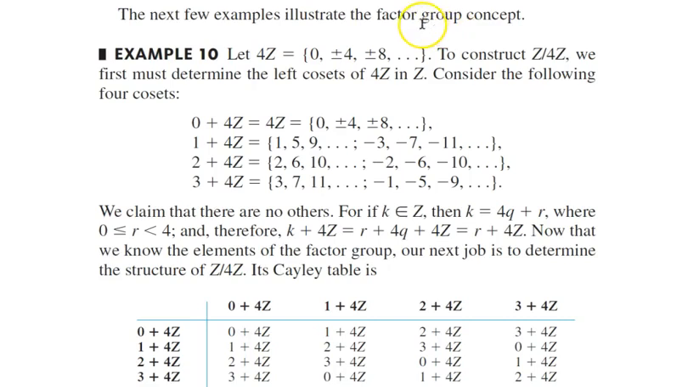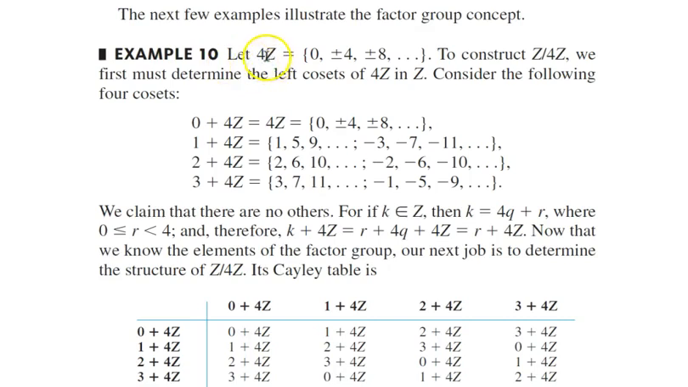So we use the operation in the group G to define the operation in the factor group. If the group G is with operation addition, then instead of aH, we'll write a plus H for the cosets.